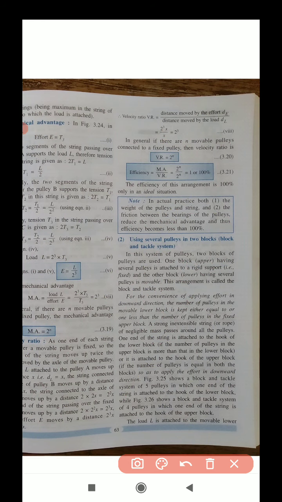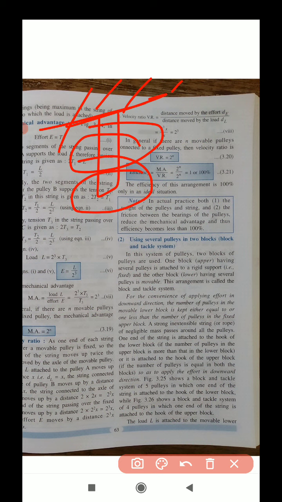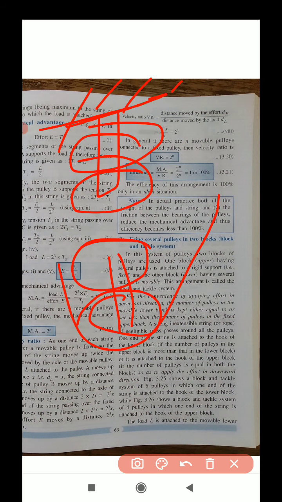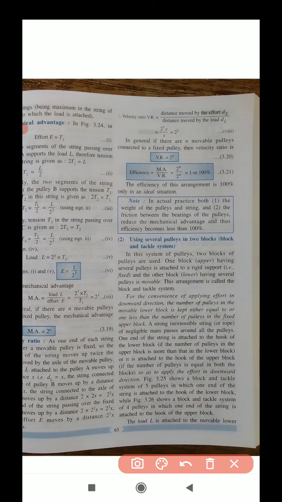So I think students you understand, this is the first case. And the second case is several pulleys in 2 blocks. Okay, it is very easy. That is the block and tackle system, it is very important. In this system 2 blocks of pulleys are used, one upper block having several pulleys attached to the rigid support, the other lower block having several pulleys is movable, by the rope. The upper block is fixed, and below also there are several pulleys which are movable.